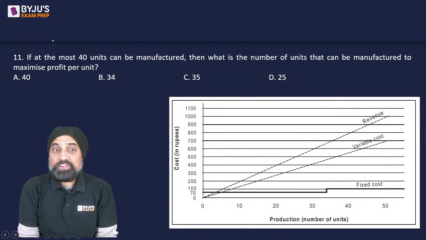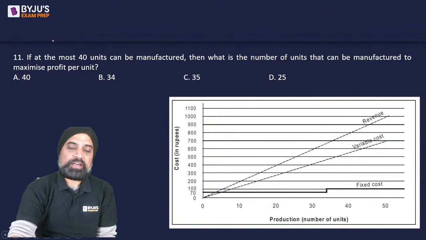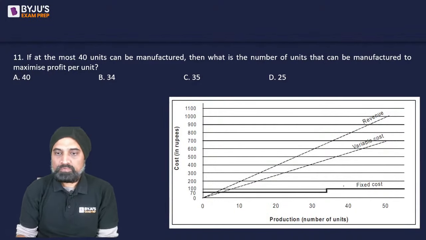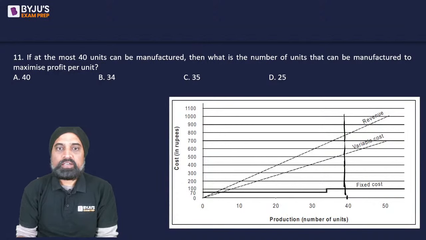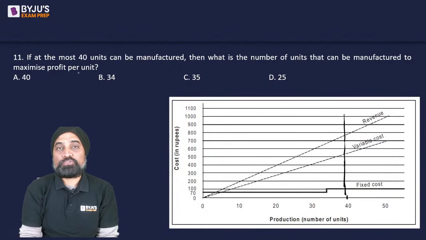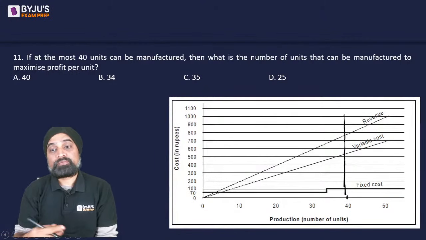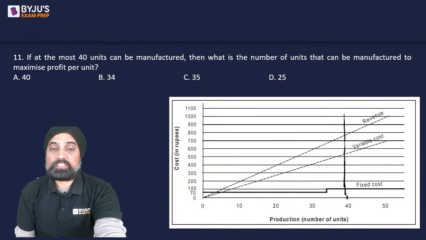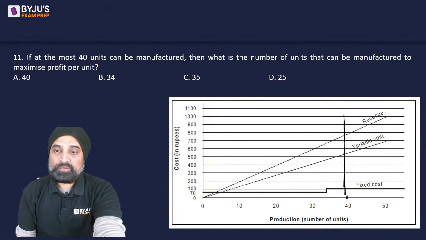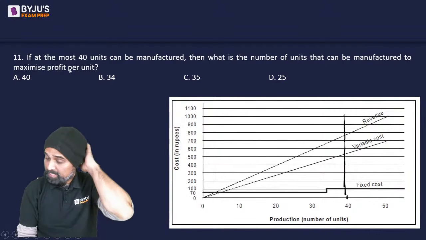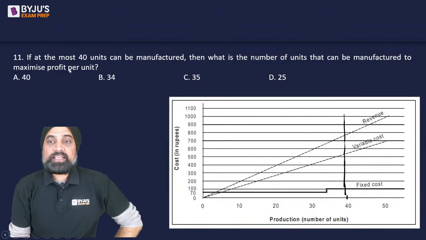Next, if at the most 40 units can be manufactured, so this is the limit, right? Then what is the number of units that can be manufactured to maximize profit per unit? So we need to maximize profit per unit, right?